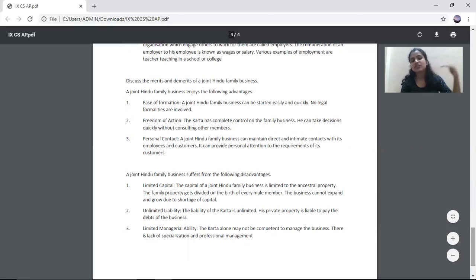When you're starting the answer, first write 'the merits of joint Hindu family business are', and then write 3 points with heading and explanation, and then write 'the demerits of joint Hindu family business are', then write the heading and explanation for 3 demerits. Do not mix up the merits and the demerits. Please write them separately so that it becomes clear: these are the 3 merits and these are the 3 demerits, one below the other. So create a heading, merits, write 3 points, create a heading, demerits, write 3 points under it. This is how you will write the answer for 5 marks if both merits and demerits are asked.